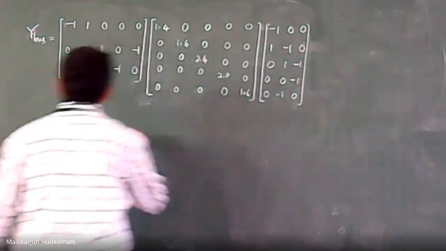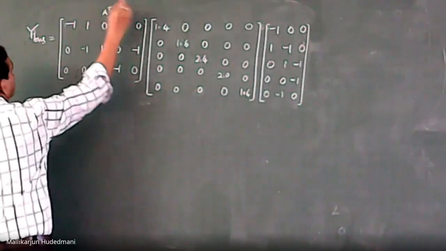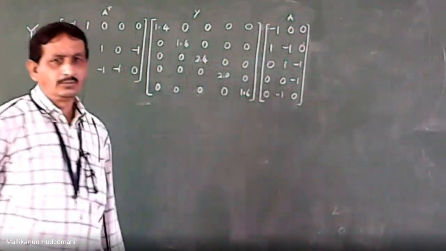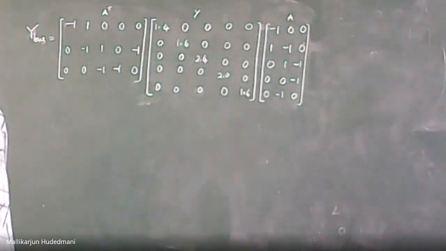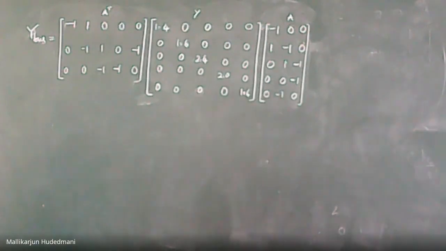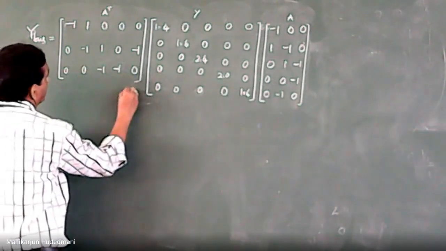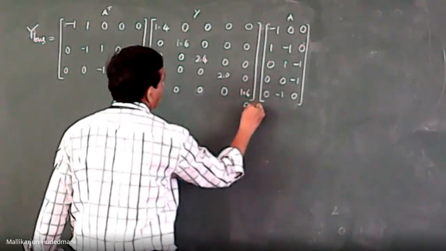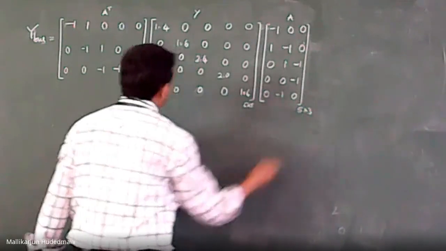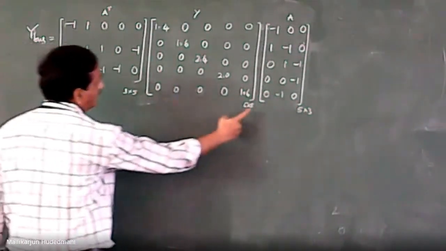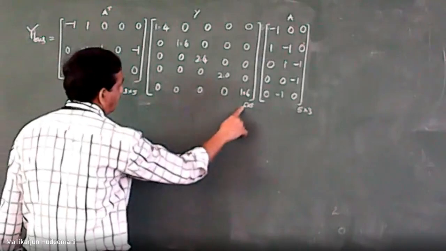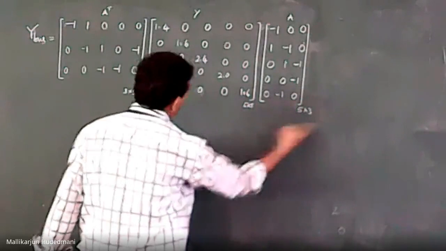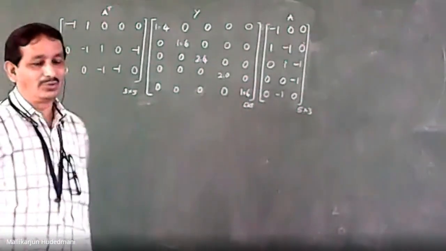Now, I am over here. What is this now? It is A transpose. This is Y primitive. This is A matrix for me. A transpose Y into A matrix. So now I have to make. What is the dimension of this one? This is 3 cross 5. This is 5 cross 5. This is 5 cross 3. Now you can see mathematically inner matrix dimensions are matching. 5 is matching with 5. 5 is matching with 5. What is the extreme dimension? 3. Extreme dimension 3. The final matrix will be 3 cross 3 only after the product.